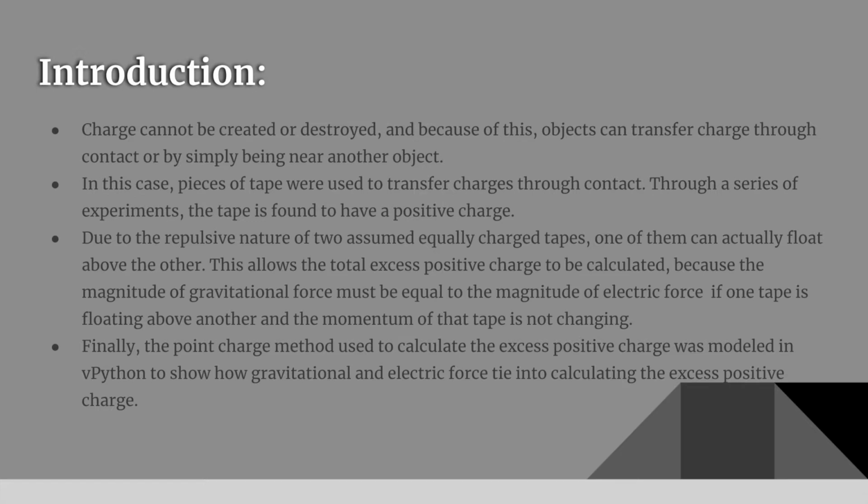This allows the total excess positive charge to be calculated, because the magnitude of gravitational force must be equal to the magnitude of electric force if one tape is floating above another, and the momentum of that tape is not changing. Finally, the point charge method used to calculate the excess positive charge was modeled in Python to show how gravitational and electric force tie into calculating the excess positive charge.